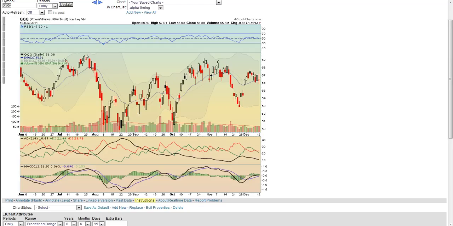Basically this candlestick closed right in the middle. It's a doji, neutral, right? The 20-day moving average is pretty much neutral. The Bollinger Bands are starting to enclose a little bit. There's really no trend there. The MACD is about the only positive on the indicators here.